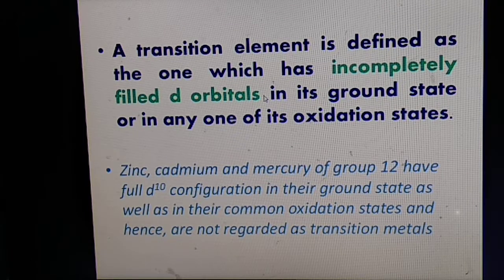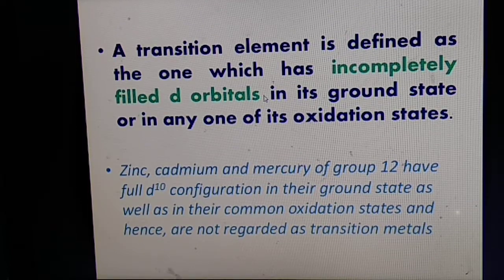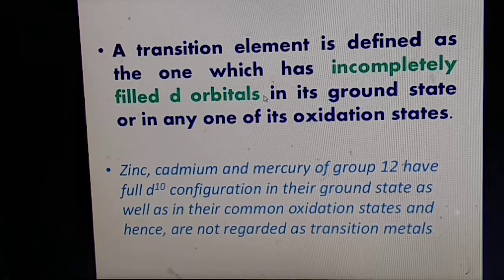Which elements are not considered as the transition elements? Zinc, cadmium, and mercury. Next, which groups are included in the transition elements? Answer is 3 to 12. Third group to 12th group are included in the transition elements. Transition elements are metals, non-metals, or metalloids? Answer is all elements are metals. Where do the transition elements belong in the periodic table?